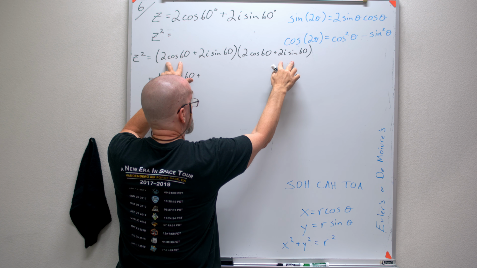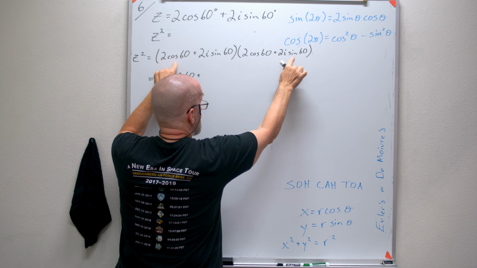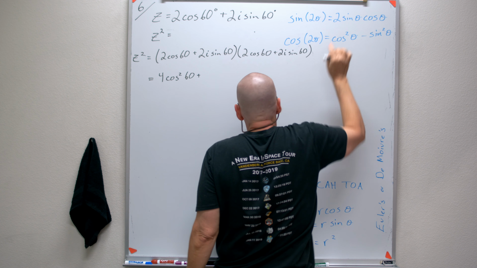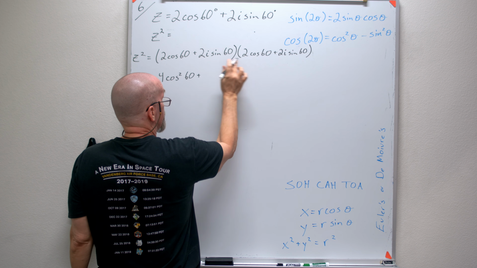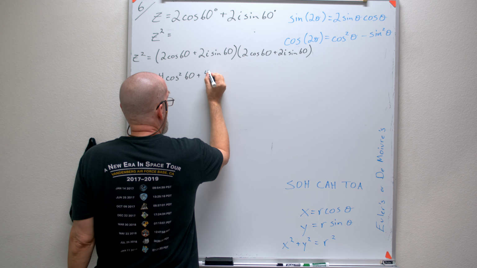Outers are these. Right, 2 times 2 is 4. We've got an i, we've got a sine 60 and a cosine 60. I'm going to write the sine first just so it looks like that. So we'd have 2 times 2 is the 4. I'm going to pull the i out to the end.